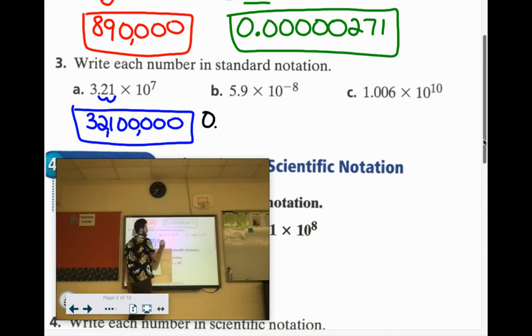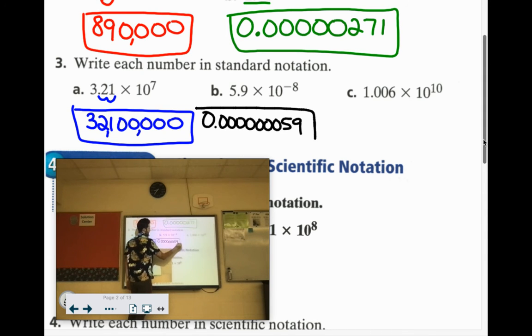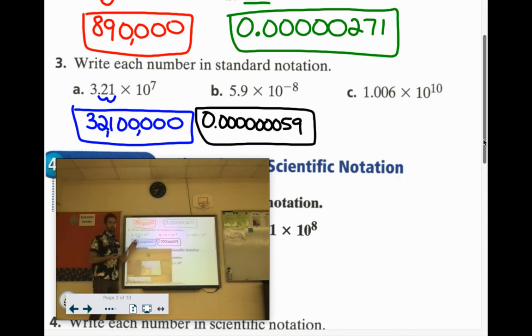1, 2, 3, 4, 5, 6, 7, 8, 5, 9. I've seen this mistake happen in the past, because I always say, put in your commas on the big numbers. You don't put commas in decimals. So I'll see kids start throwing commas every 3 zeros there. That's not proper form.